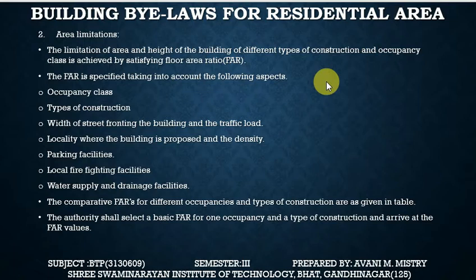Floor area ratio is specified taking into account the following aspects: occupancy, class, type of construction, width of street fronting the building and the traffic load, then locality where the building is proposed and the density, parking facilities, local fire fighting facilities, water supply and drainage facilities. The comparative FARs for different occupancies and types of the construction are given in table. The authority shall select a basic FAR for one occupancy and a type of the construction and arrive at the FAR values.